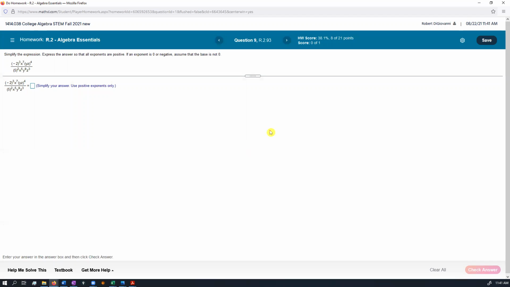Oh, yuck. Okay, that looks like a mess. We have -2 cubed. I should point out that I have not done any of these problems. I'm doing these for the first time, so we'll see how this all goes. We have all of that divided by 5 squared x to the 5th y to the 9th z cubed. All right, so we are being told to simplify the expression.